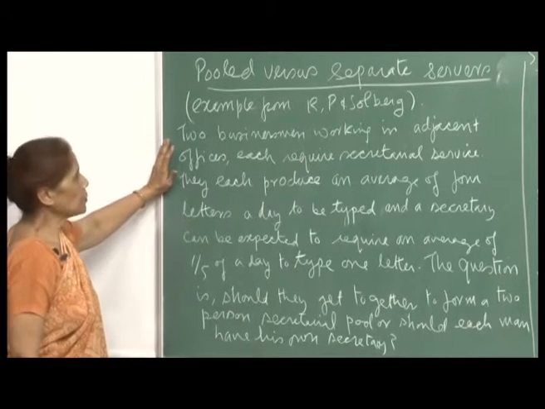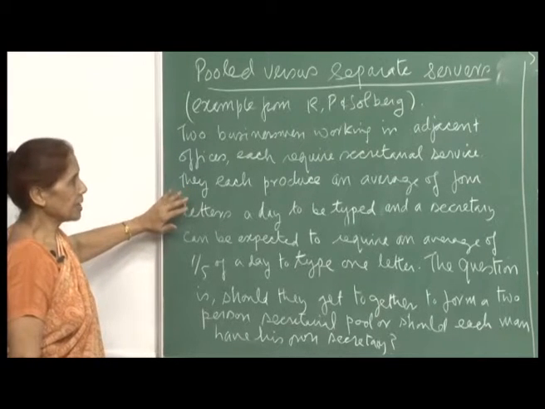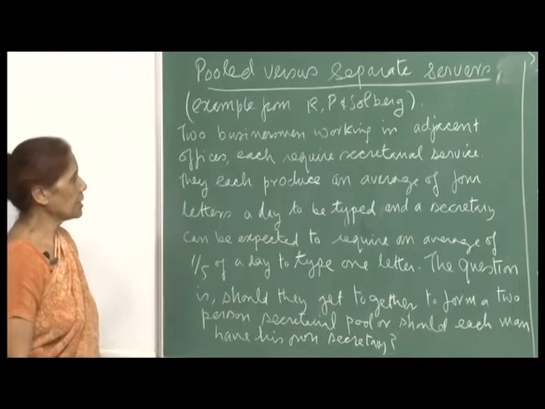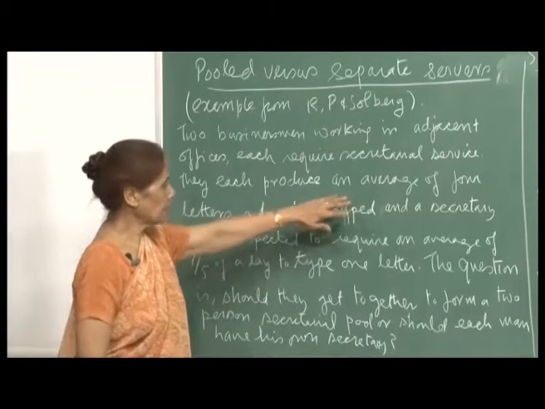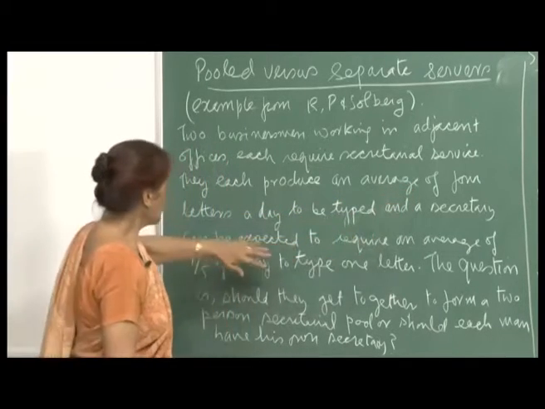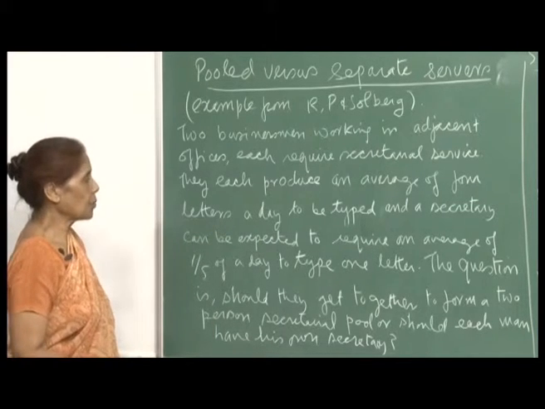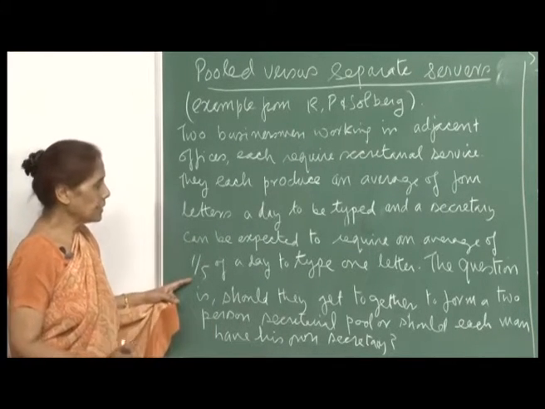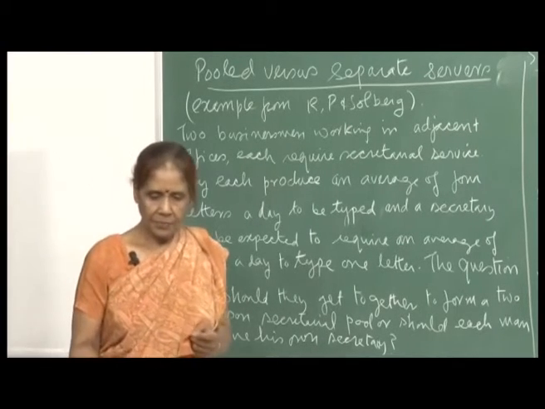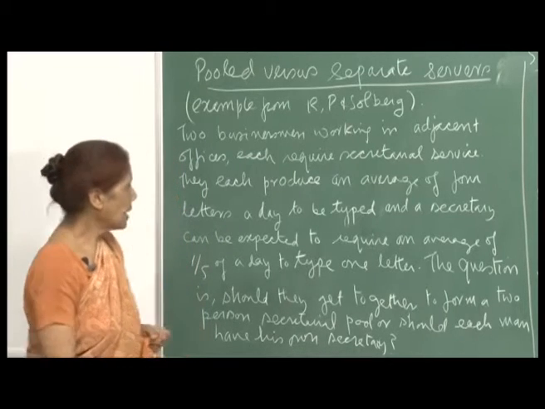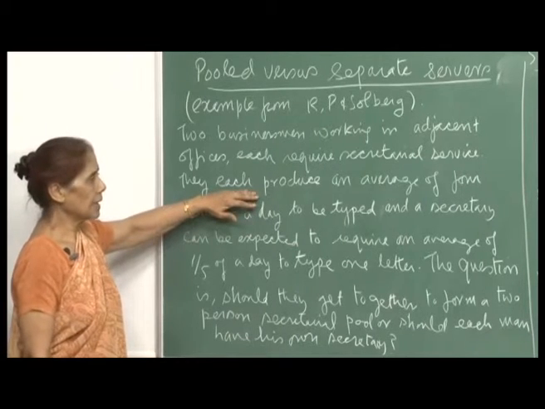There are 2 businessmen working in adjacent offices, each requires secretarial service, and they each produce an average of 4 letters a day. This is a simplification, but what we are saying is an average of 4 letters a day to be typed, and a secretary can be expected to require an average of 1/5 of a day to type 1 letter. That means the rate of typing letters by a secretary is 5 letters a day, and each businessman is producing 4 letters a day to be typed.